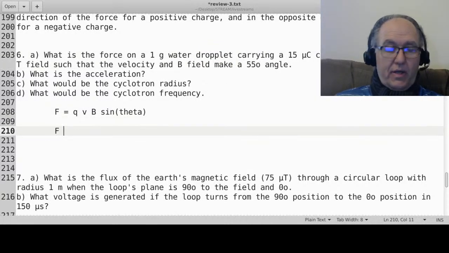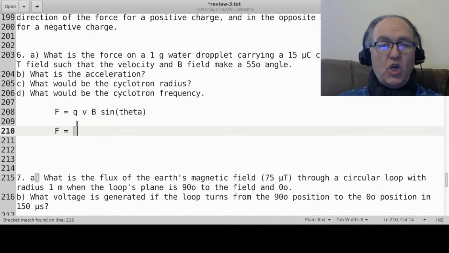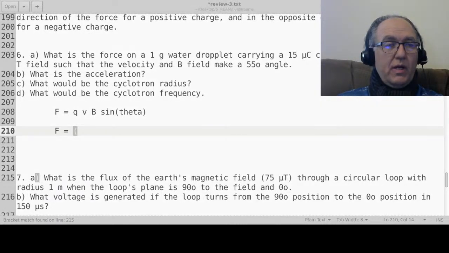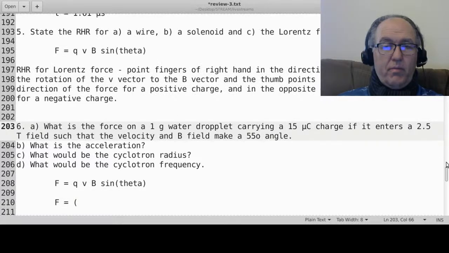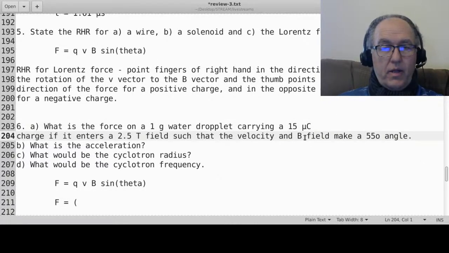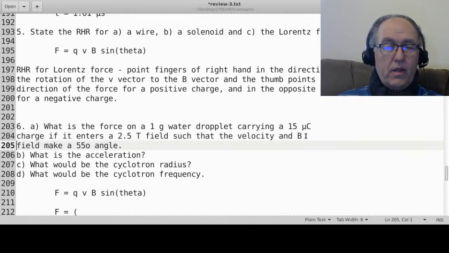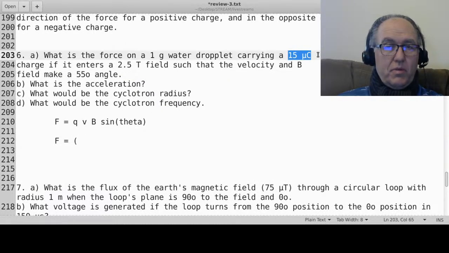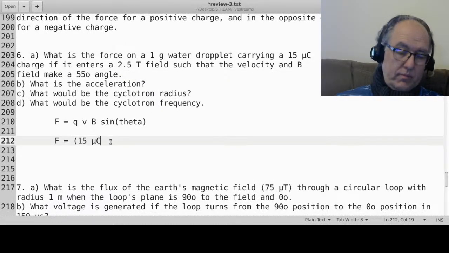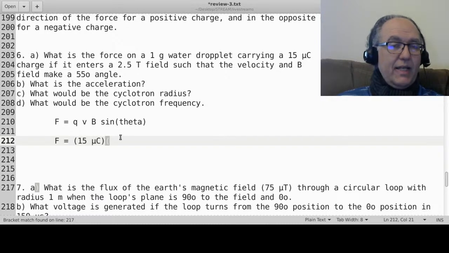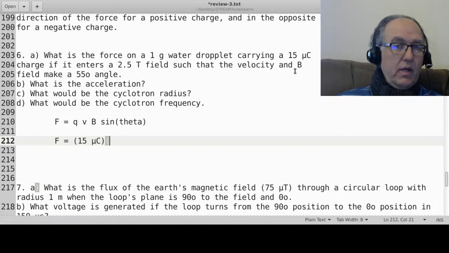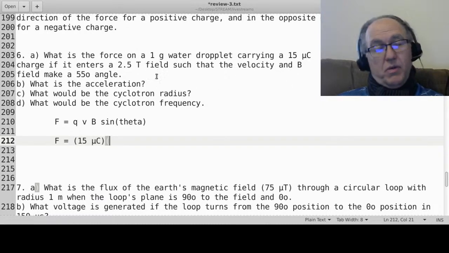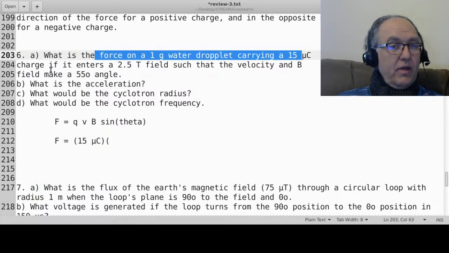So we have F is equal to Q. Q is the charge. And I said the charge was, a little clip there. Here, let me do this. There you go. You should be able to see that now. I told you that it's got a 15 microcoulomb charge. So let's just put that in here. The velocity, I didn't tell you the velocity, but I'm going to tell you now.